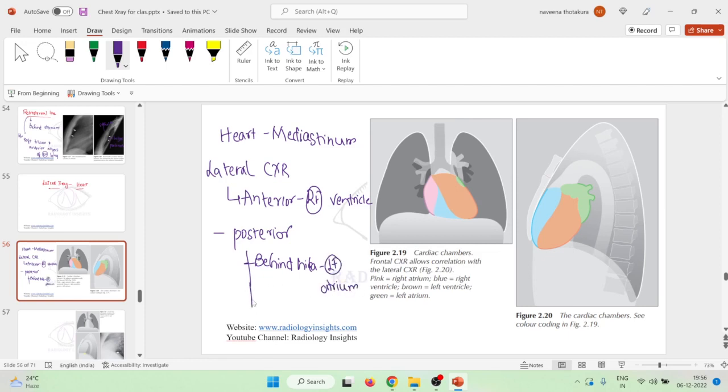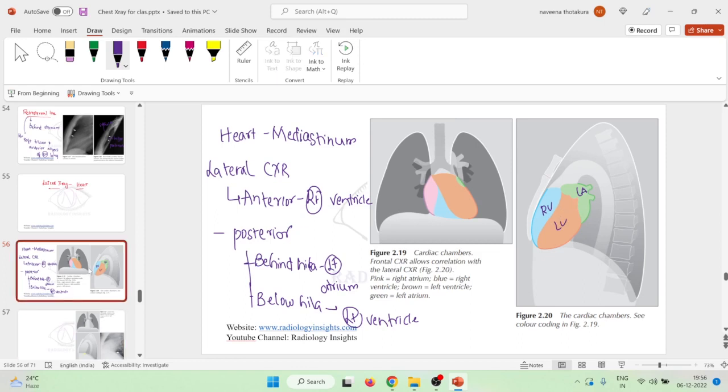Posteriorly, if you see below the hila, it is now bordered by the left ventricle. Posteriorly below the hila, bordered by left ventricle. So this is left ventricle, this is left atrium, and this is right ventricle. So these are the boundaries of the heart.